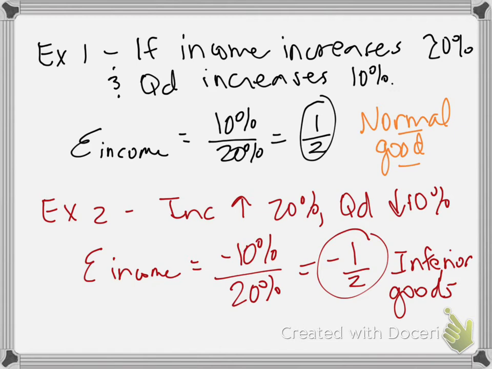So hopefully that helps kind of with the conceptualness of income elasticity. But why don't we work an actual problem here? So here we go. So example 3. I'm just going to make up numbers. I probably should have done this ahead of time, but I'm just going to make up numbers real quick.